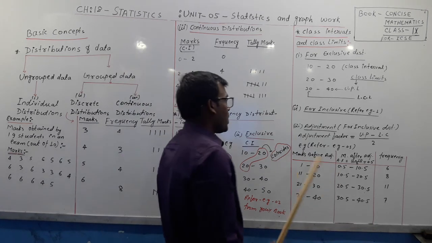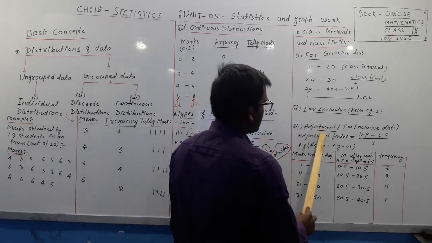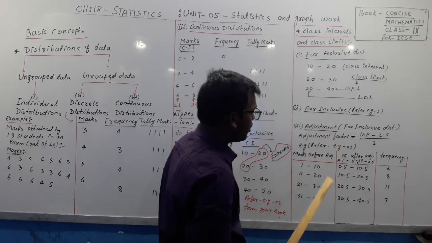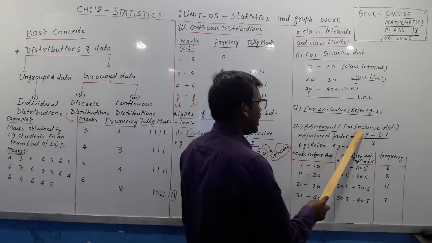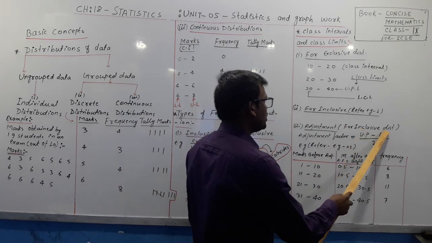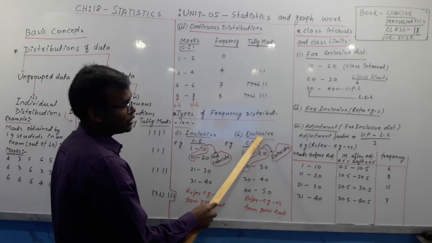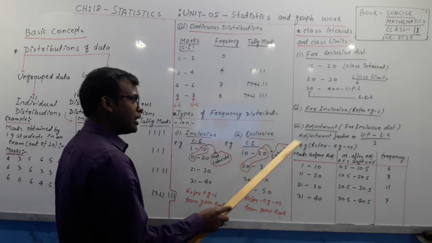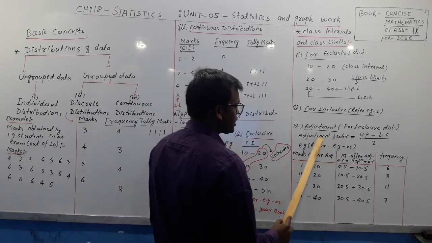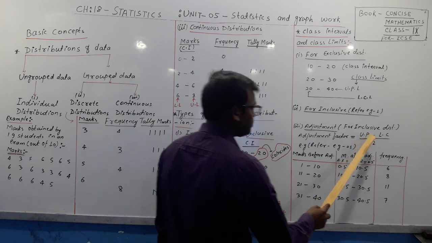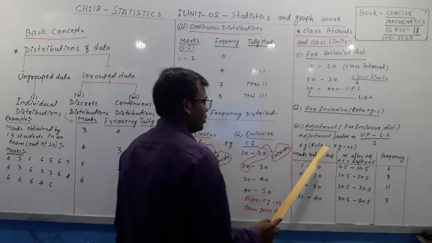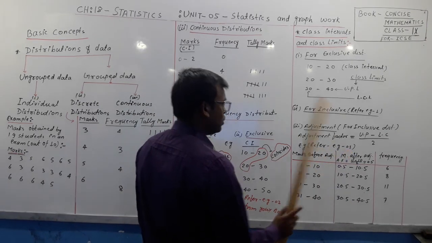Okay, now the third one is adjustment for inclusive distributions. Why is adjustment required when the data are in inclusive distributions? We have to convert inclusive distributions into exclusive distributions. That's why we need to adjust it. First we find the adjustment factor. Adjustment factor is equal to upper limit minus lower class limit divided by 2. For more, read example number 1 from your book.